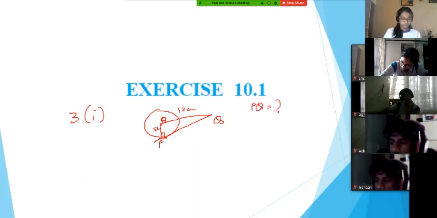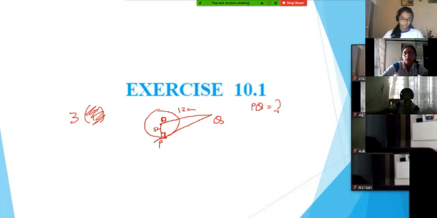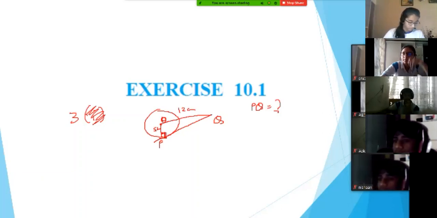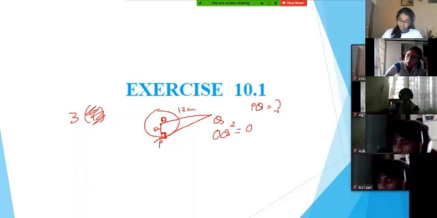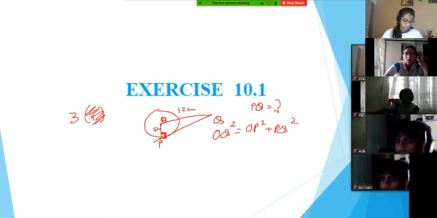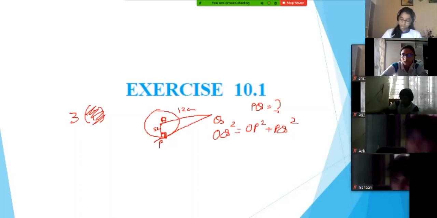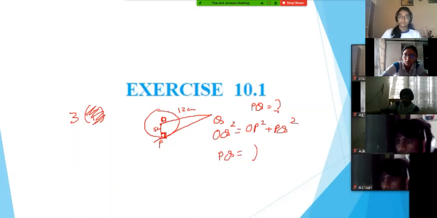This is question number 3 itself. 12 square minus 5 square. As it is a right angle triangle, this is my perpendicular, this is my 90 degrees. So we can say that OQ square is equal to OP square plus PQ square. Be very careful and see where the 90 degrees is. Based on that, you have to say which one is the hypotenuse. They are asking me to find PQ. So PQ is root over OQ square minus OP square.